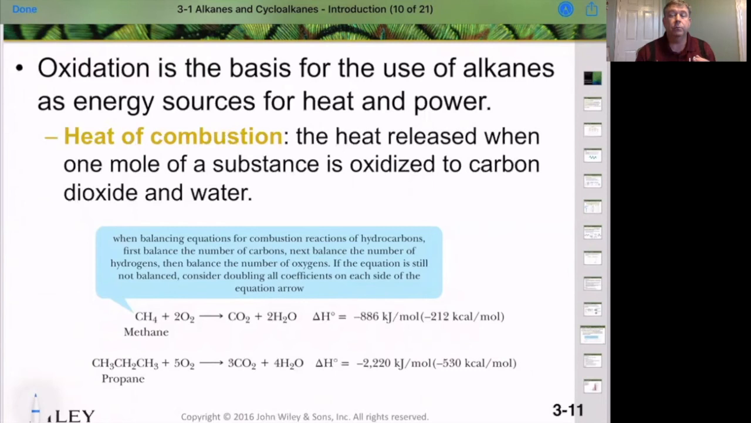So if we think about this, if we burn methane, we only get about 886 kilojoules per mole when we burn this. However, if we burn propane, because again, we have 3 different carbons that have to be consumed here, we actually have more energy that gets released during that process. So if we have a burner that's designed for methane and we burn propane in it, it's going to burn hotter. Okay, so that's how we should think about heat of combustion.